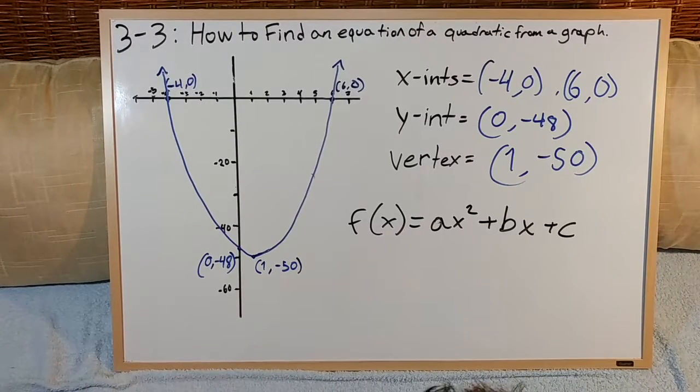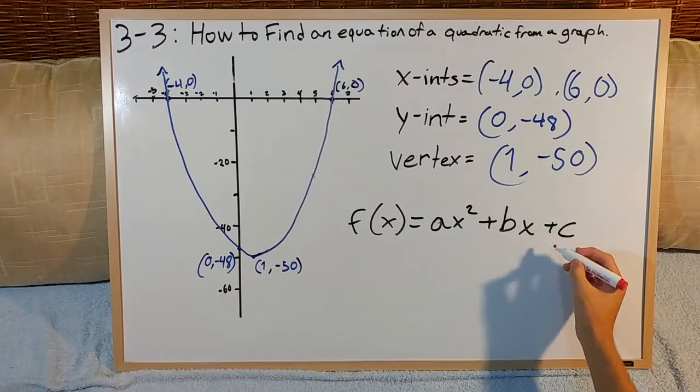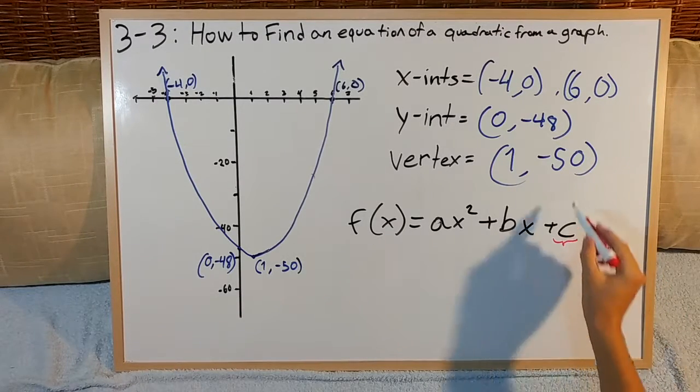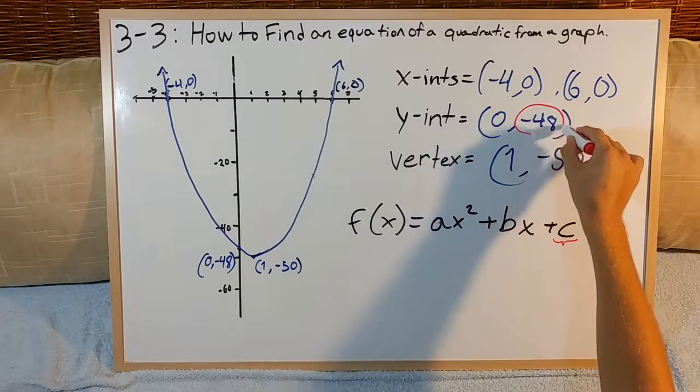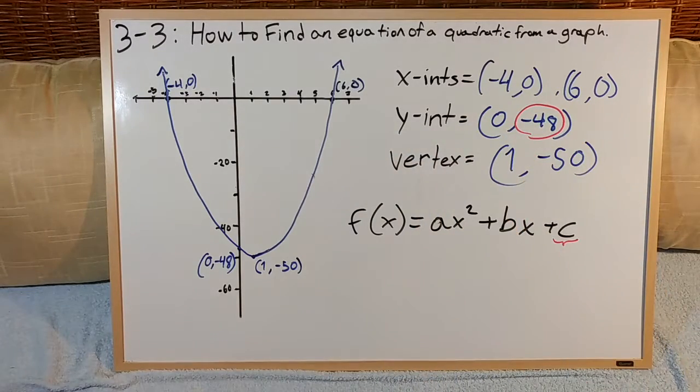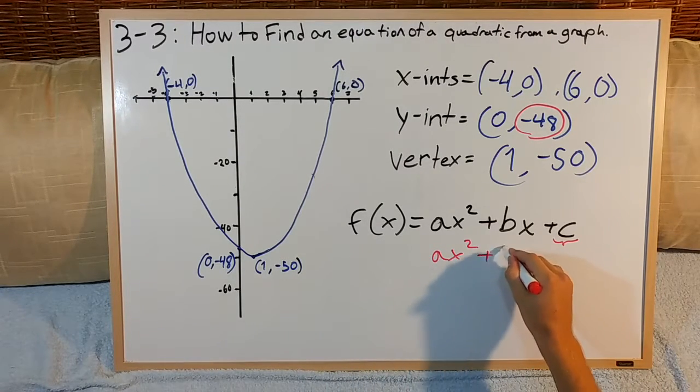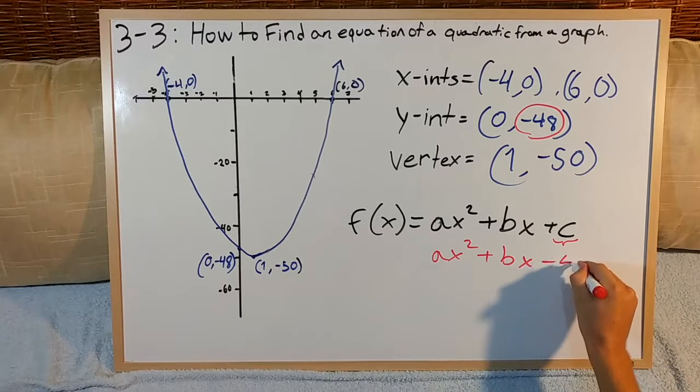We also recall from the previous lesson that the c value in a standard form equation is basically the same thing as the y value of the y-intercept. So we already know one part of this equation, which is -48.